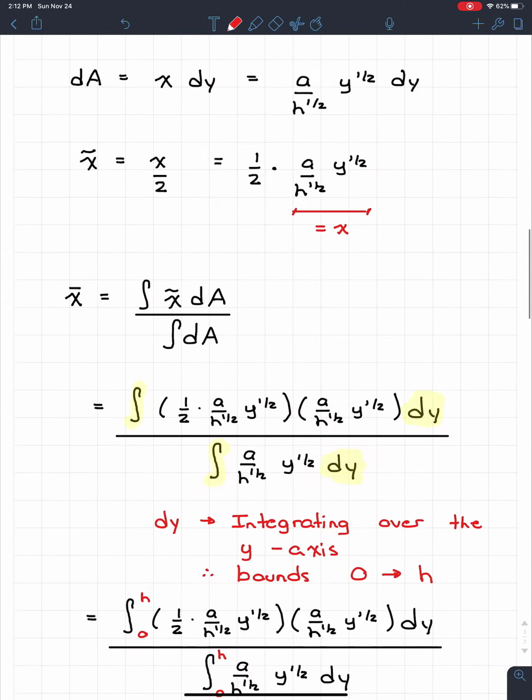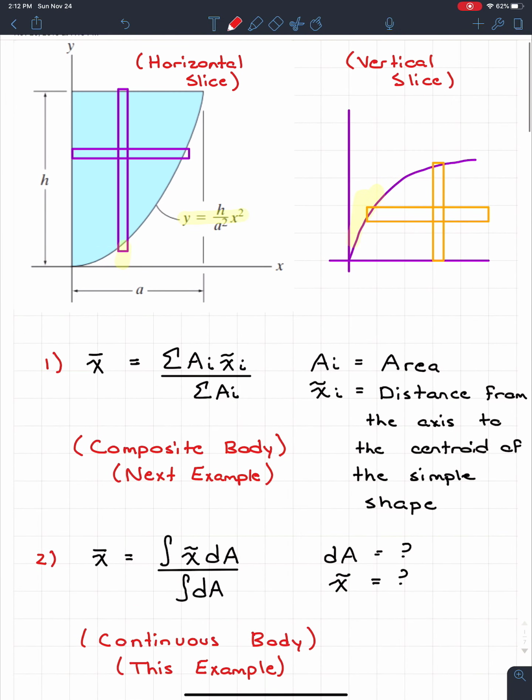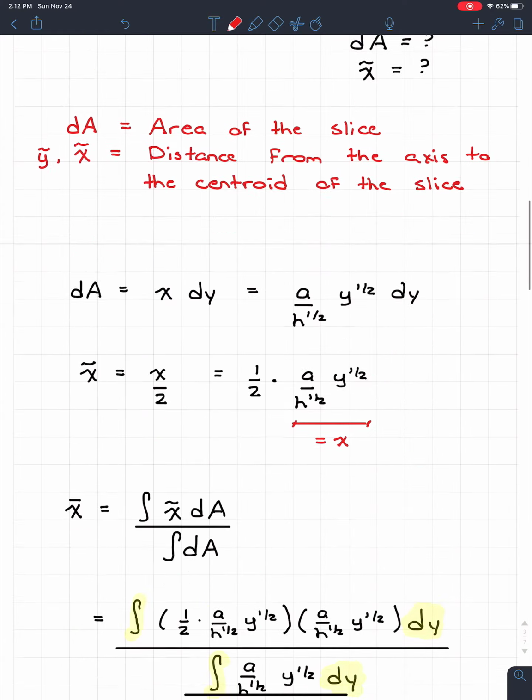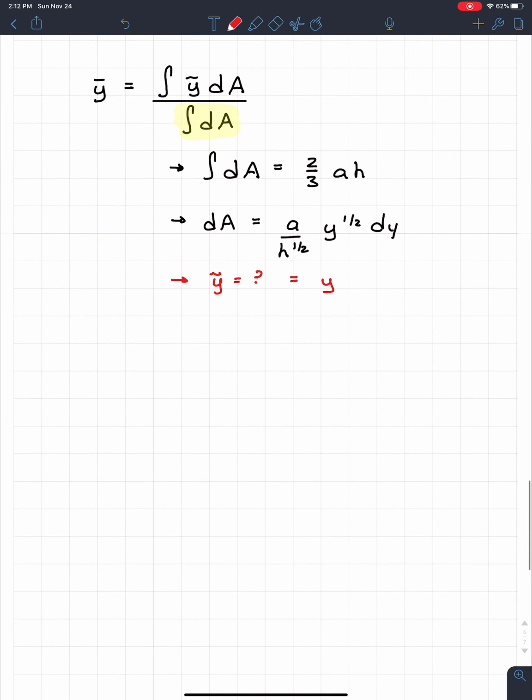And if we take a vertical slice, like here, our x squiggle is going to be equal to x every single time. So that's one of those tricks. So I'm going to come up here and write this down: y squiggle is equal to y every time for a horizontal slice.